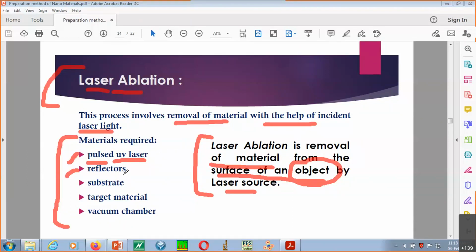Pulsed UV laser, reflectors, and a substrate is also there. Substrate is basically the material on which you are going to put your film or your materials in nano form. That base material we know as a substrate, on which you can easily place the materials.